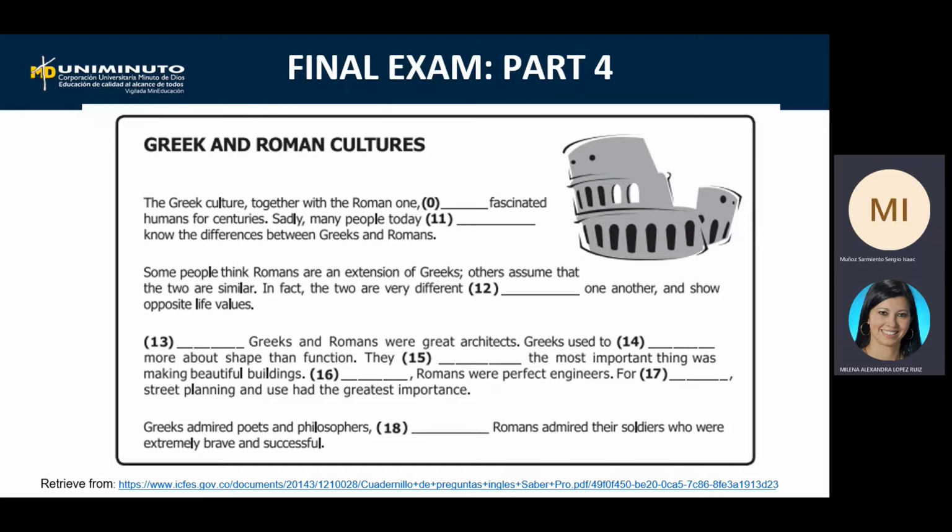The Greek culture, together with the Roman one. Okay, so if you want, just read from the start to the period. Always read the whole sentence, and then you decide which is the best option. The Roman culture has fascinated humans for centuries. The answer is A, have, right? Correct. That was the example. Now we continue. Good.